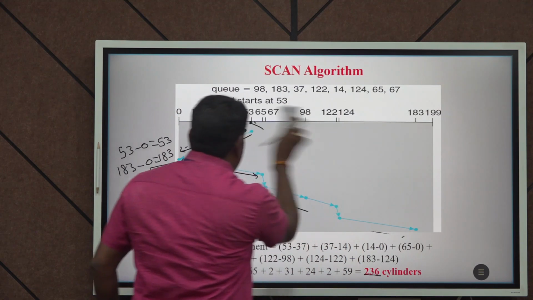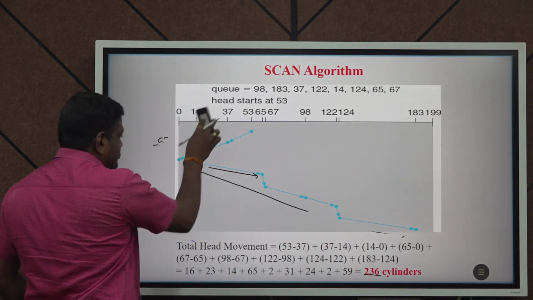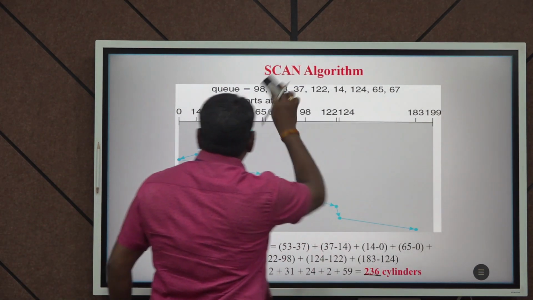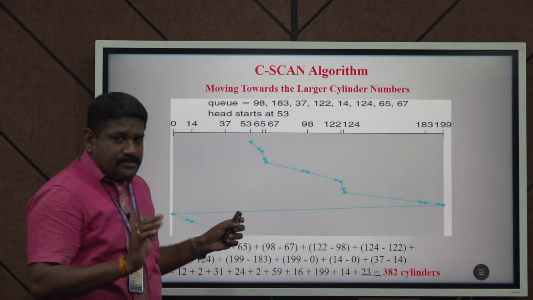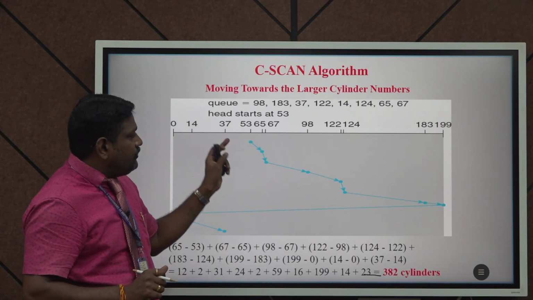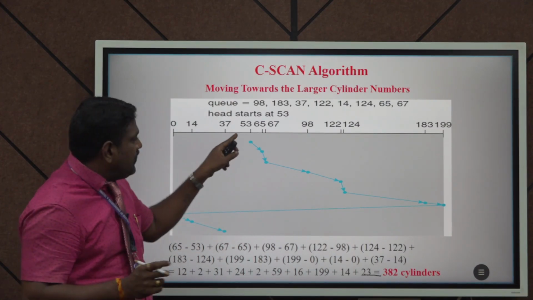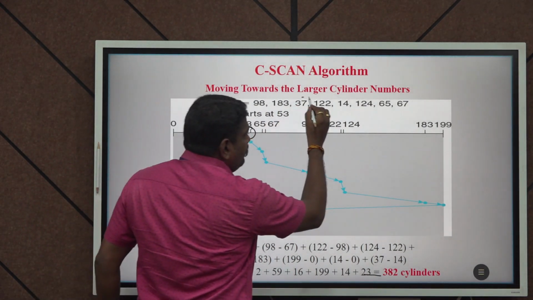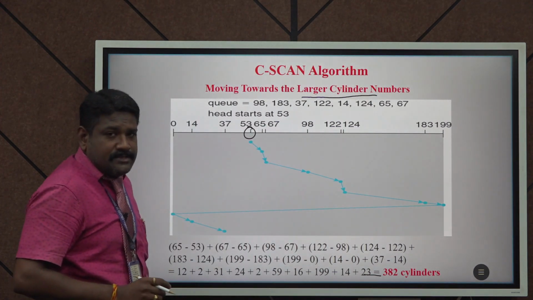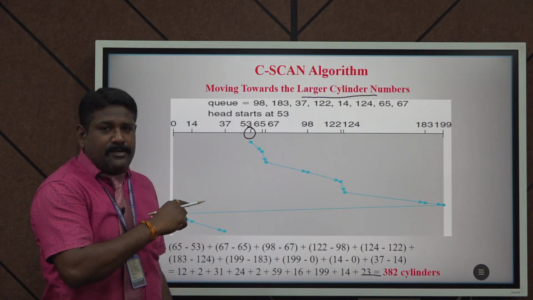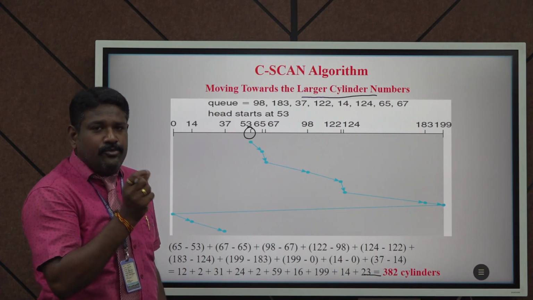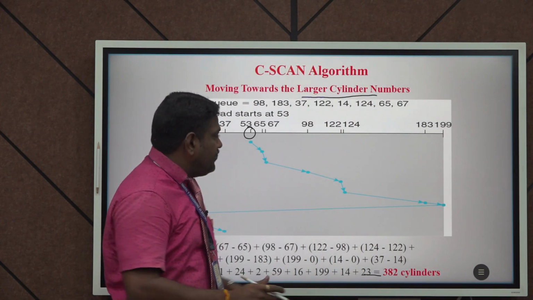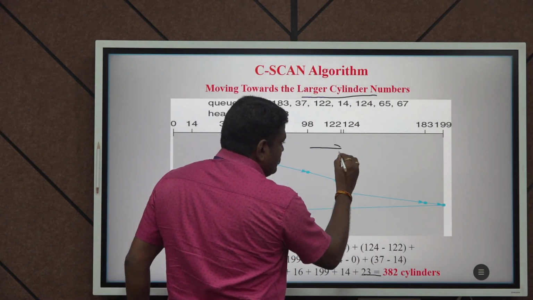So what is the difference between SCAN and the circular SCAN algorithm? As the name suggests, it is circular SCAN. The same concept applies, but here the next input, along with the initial head position, says we are moving towards the larger cylinder numbers. For the previous algorithm, we explicitly mentioned we are moving towards 0, but here we mentioned we are moving towards the larger cylinder number. That means we are moving towards the right side.